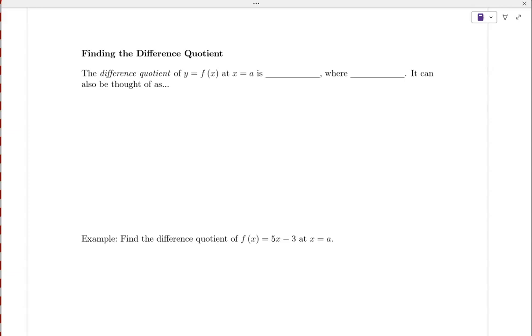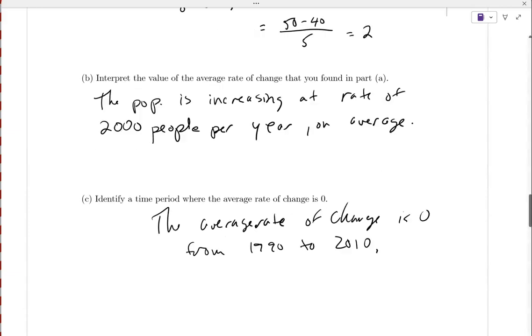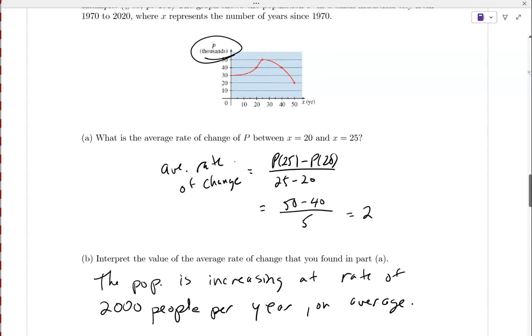Remember that when you have the graph, the function value is the y-coordinate. So that's where the P of 50 and the P of 40 are coming from. If I look at my graph, your P of, well, I guess it was 25 in this case, but your y-coordinate is what gives you the value.